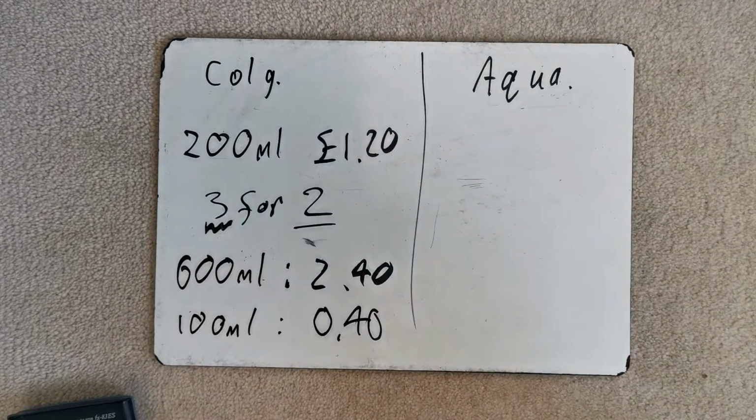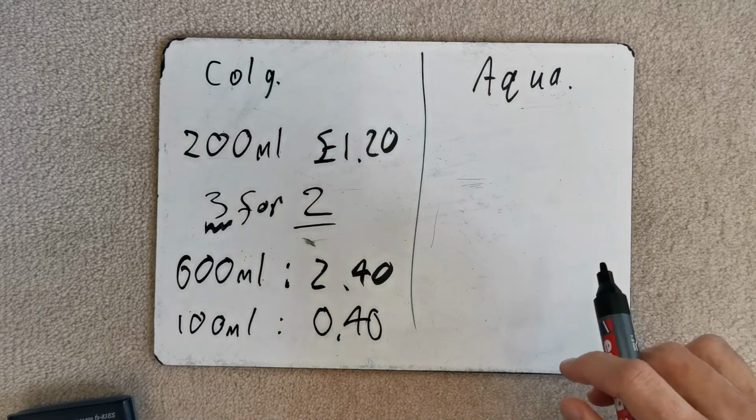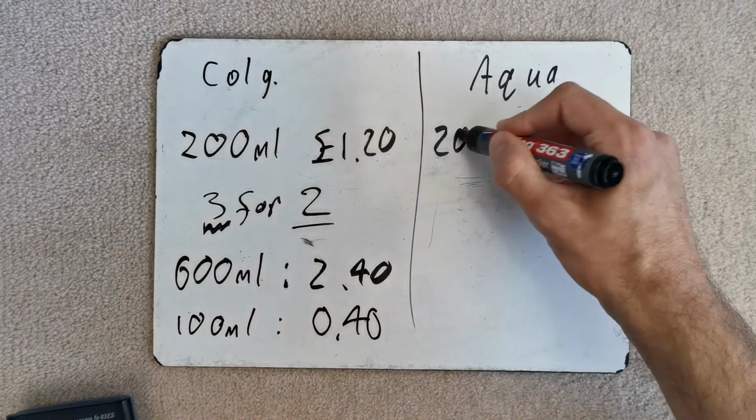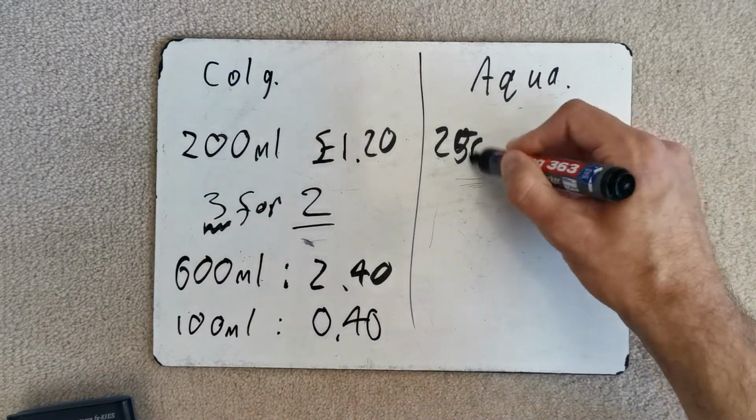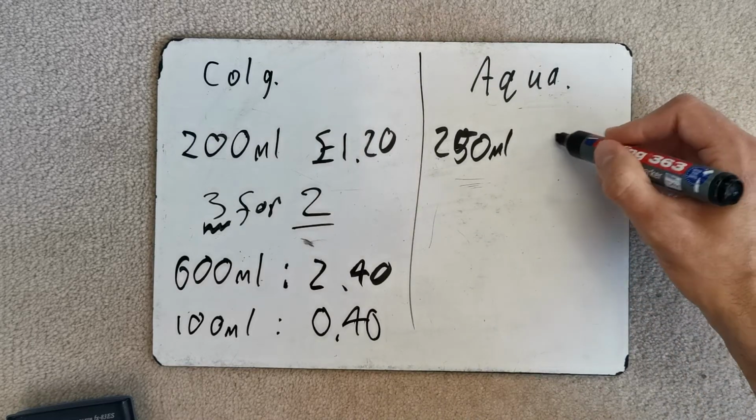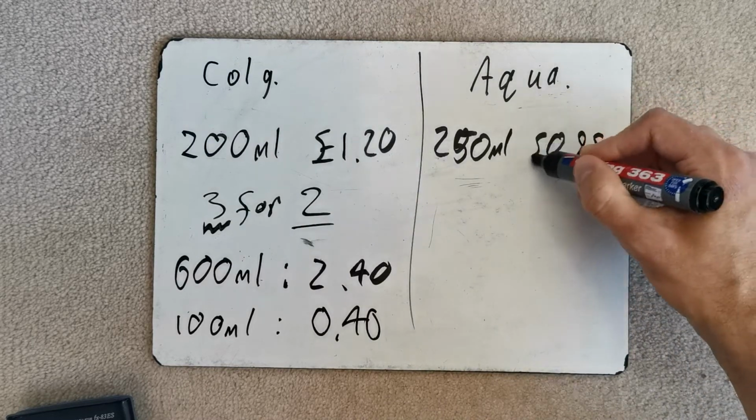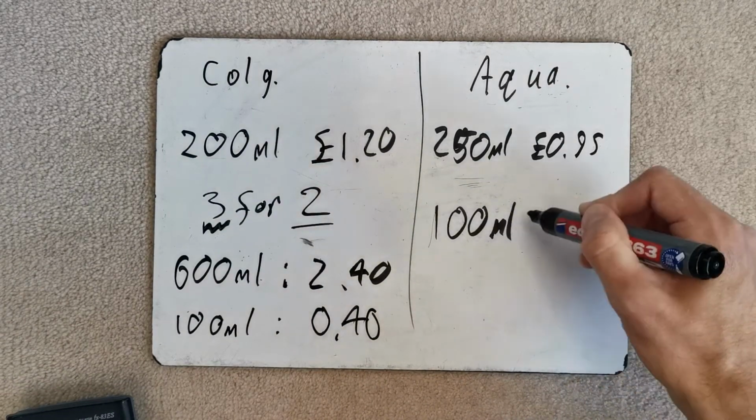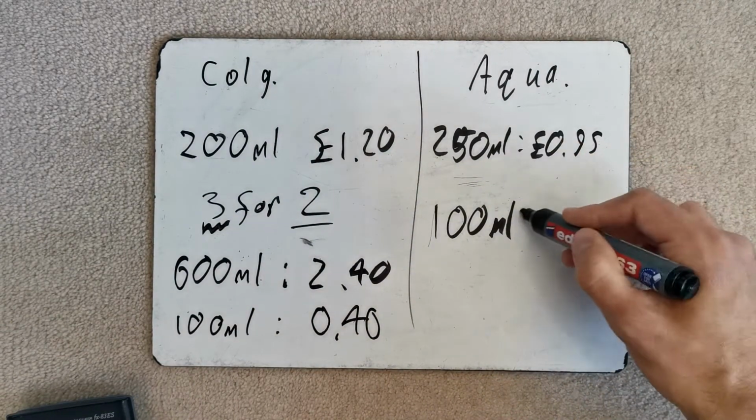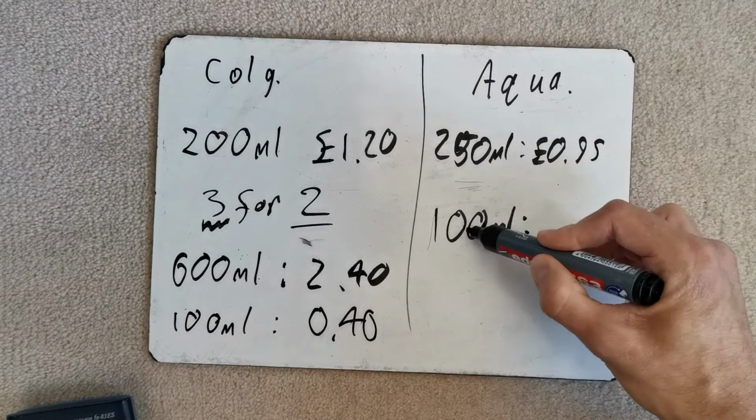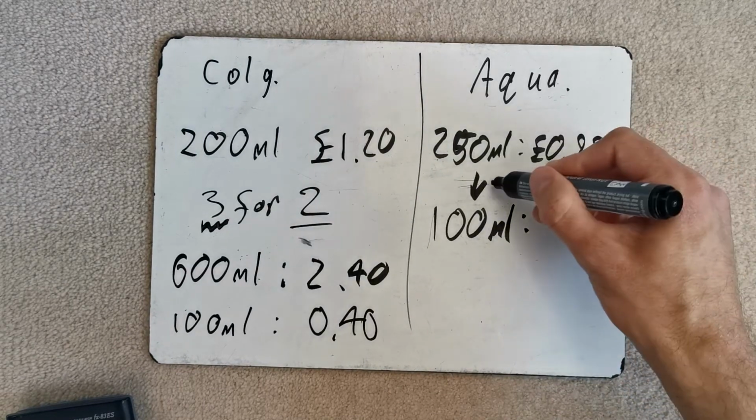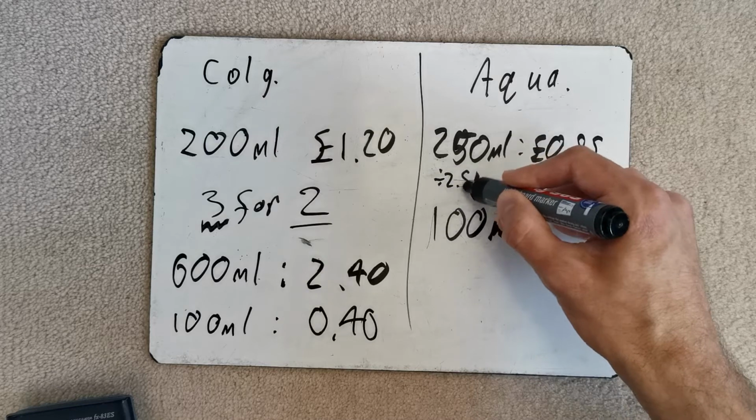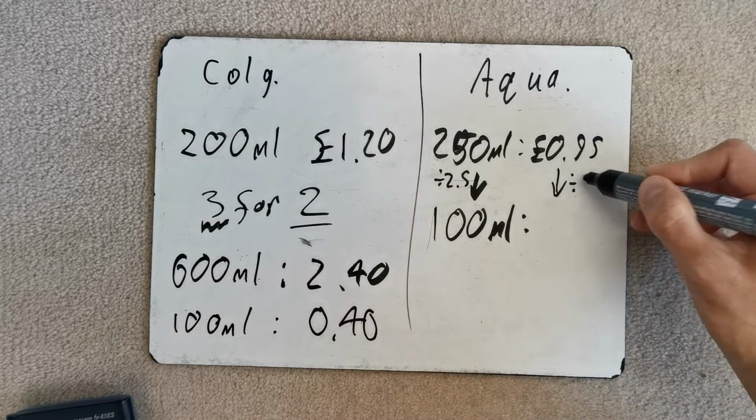Let's do it for Aquafresh. This one hasn't got a deal attached to it. It's just 250 millilitres for 95p. So what we could do, again, make it 100 millilitres. Okay, how do we get from 250 down to 100? We divide by 2.5.